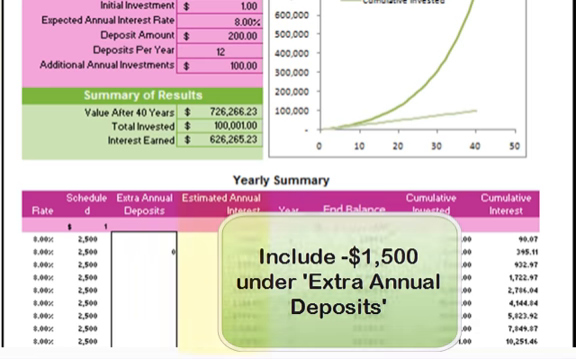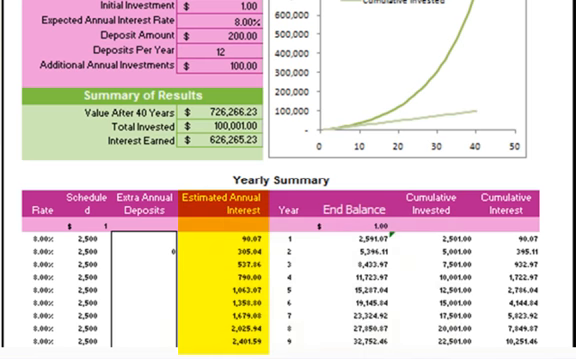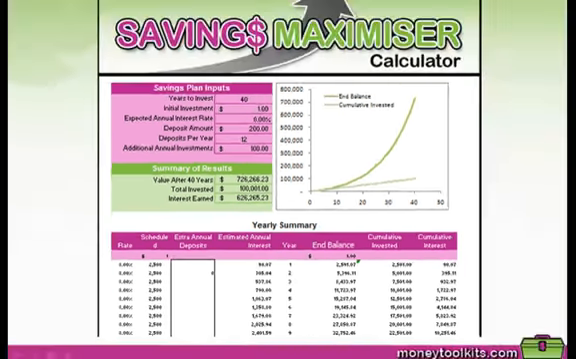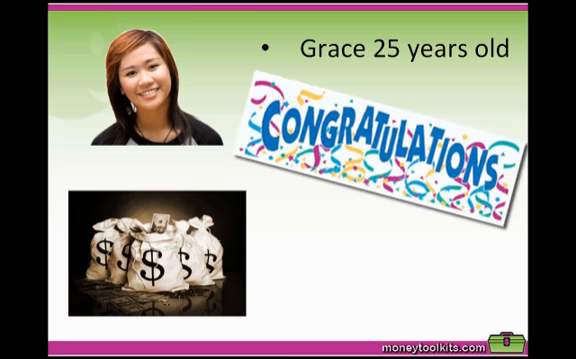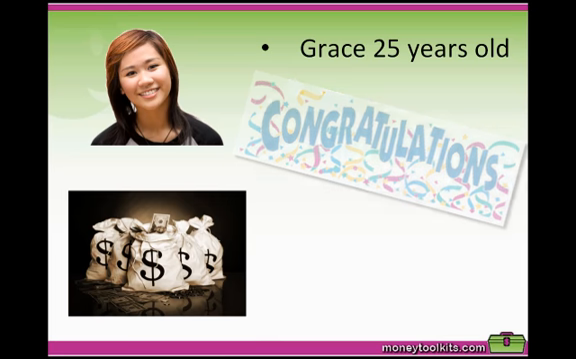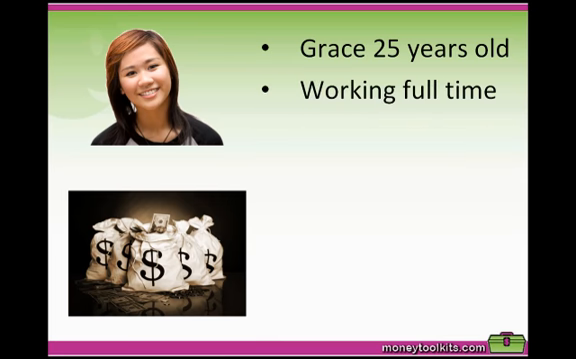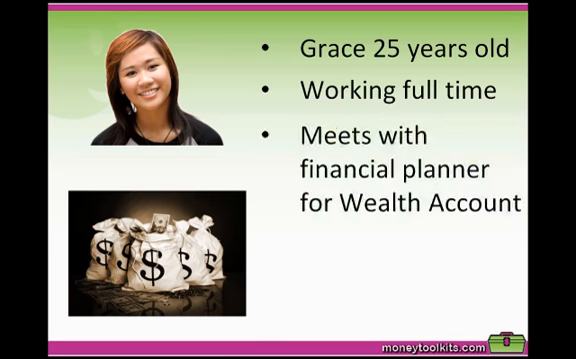And last but not least, we have the estimated annual interest. So here, the interest is calculated using the future value formula to account for the contributions that may be made monthly, weekly, etc. within the year. Let's fast forward 7 years and assume that Grace is now 25 years old, and after saving $200 per month, she has a house deposit. Congratulations, Grace! So she's now working full-time, and she meets with a financial planner to look at her long-term investment plan for her wealth account.